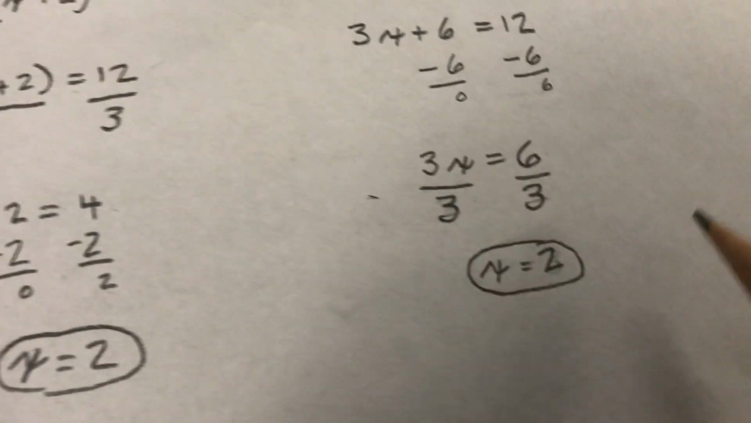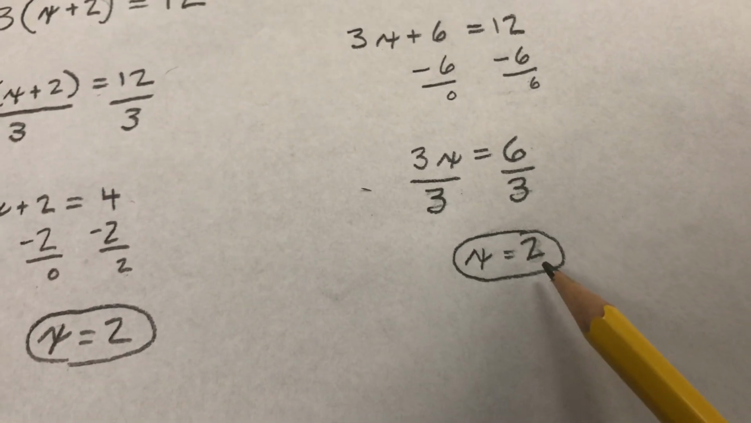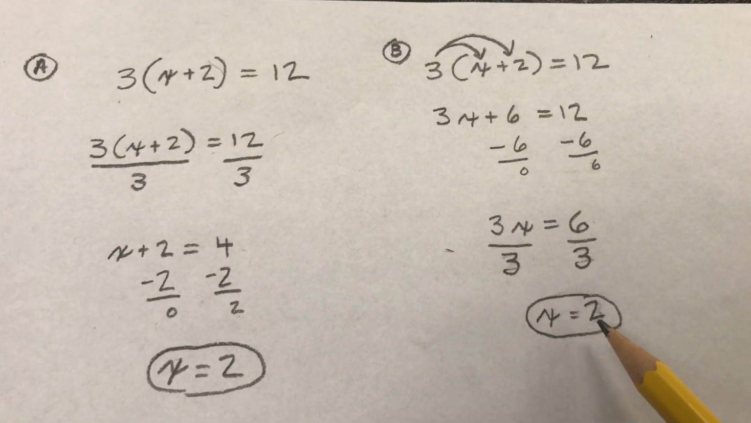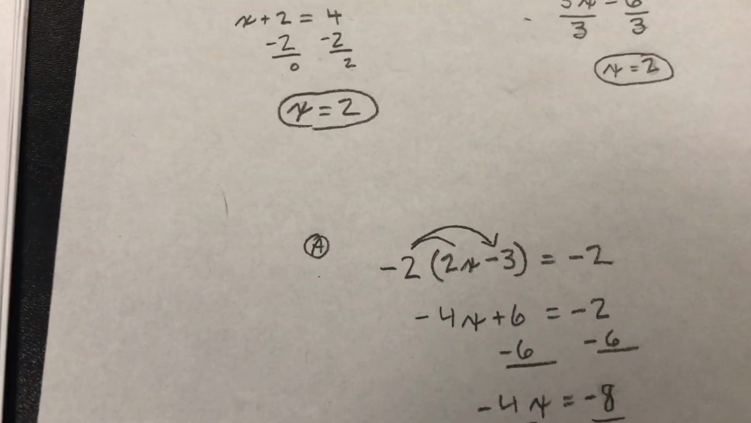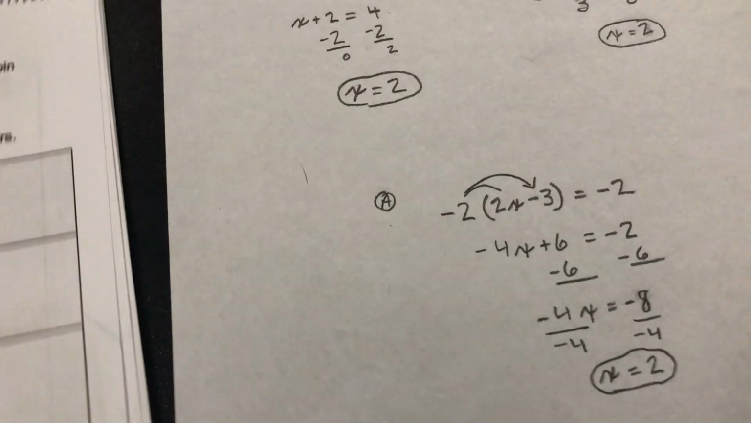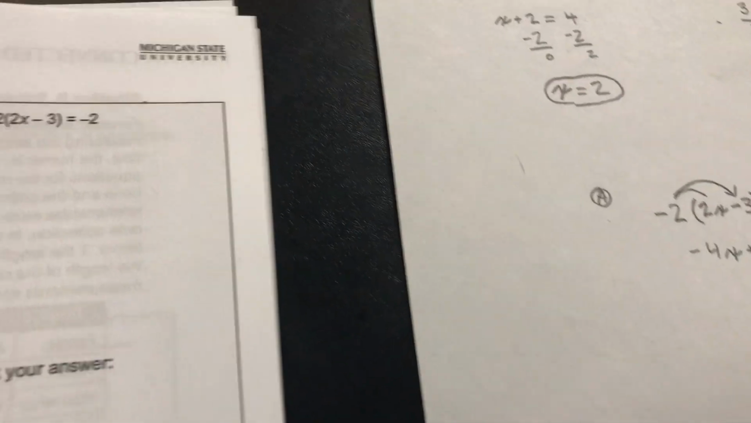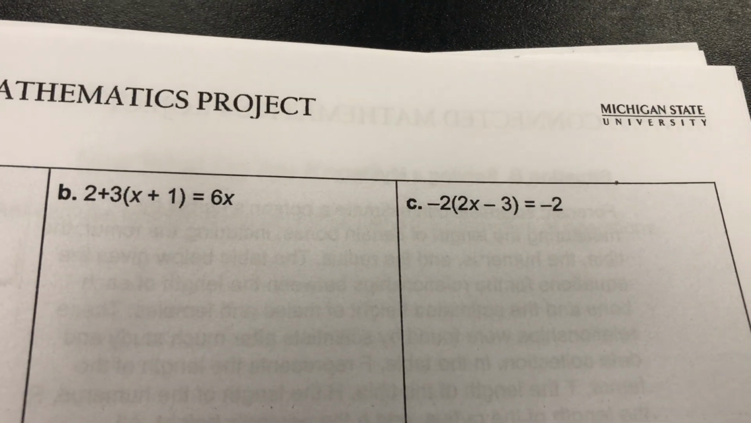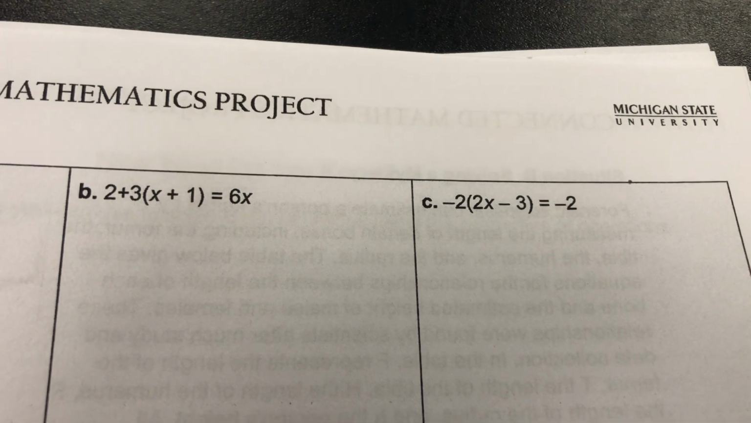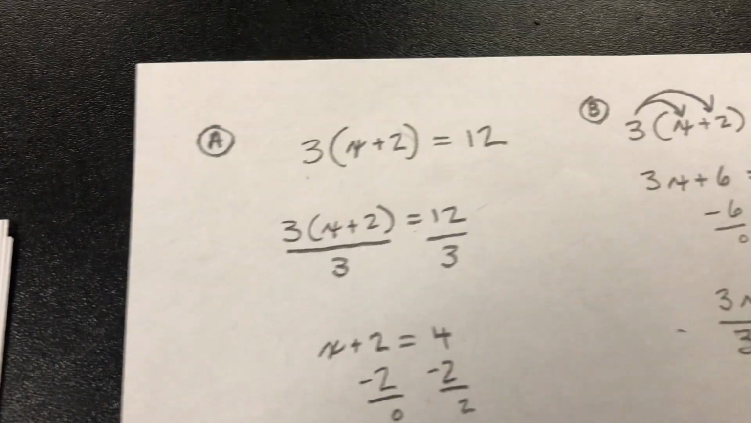x equals 2 and x equals 2. Same thing. Let's look at a completely different equation down here. This one, in case you're wondering, in the packet, is located on page 45, in the upper right-hand corner. -2 times (2x minus 3) equals -2.